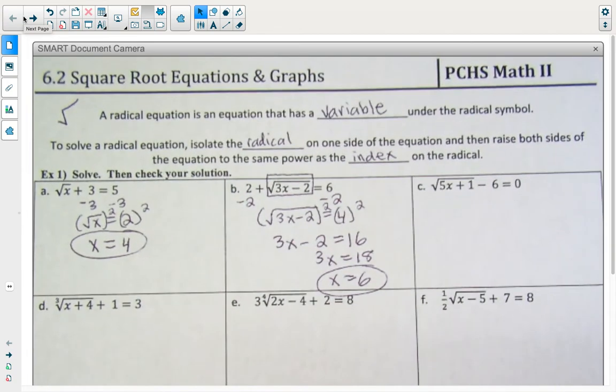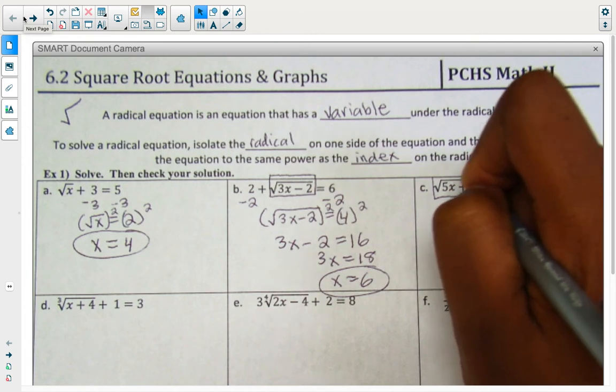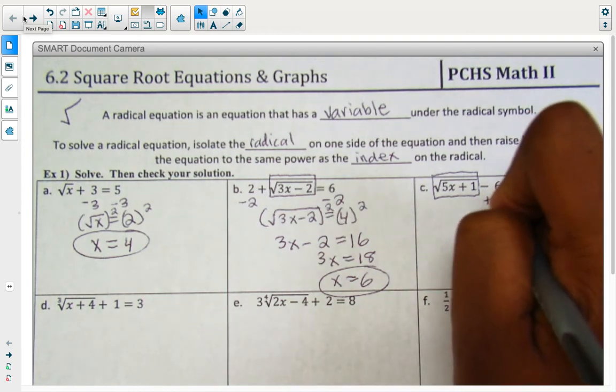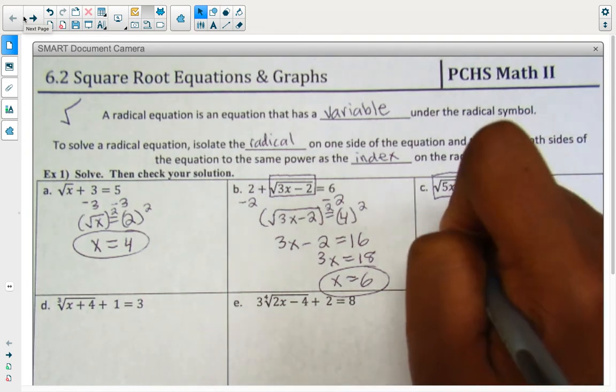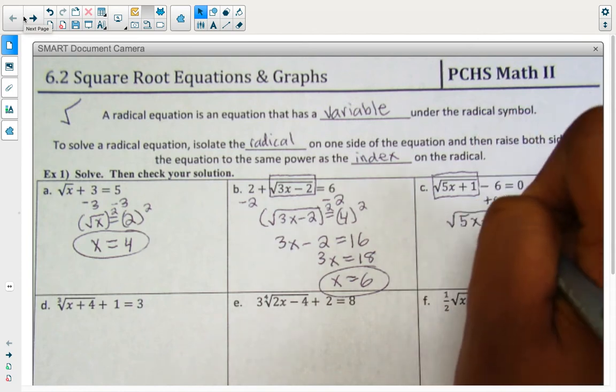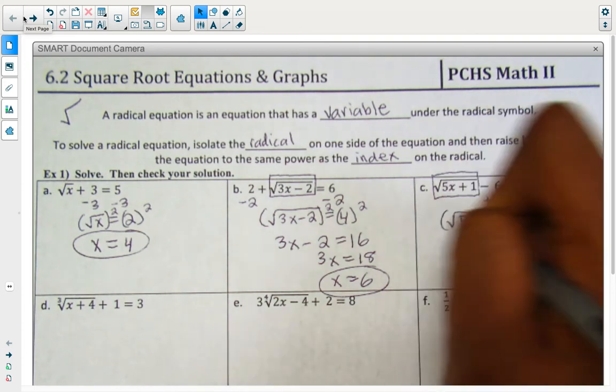Okay. C. Again, you don't have to do the little box thing that I'm doing. I'm just trying to show you that you need to get the radical on one side of the equal sign before you try to undo it. So you cannot start this problem by squaring it. We need to start this problem by adding 6 to both sides. That's going to give me the square root of 5x plus 1 is equal to 6. And the opposite of square rooting is to square both sides.